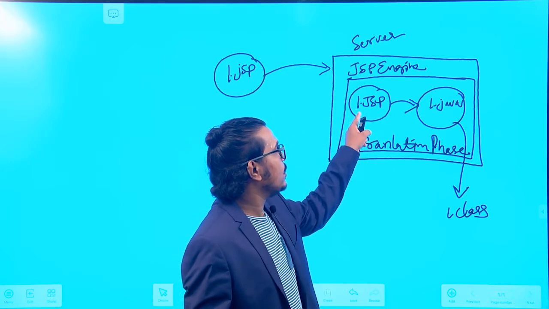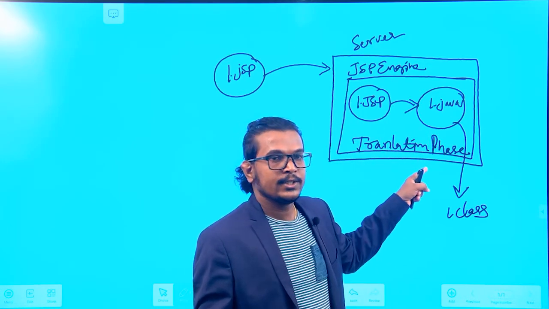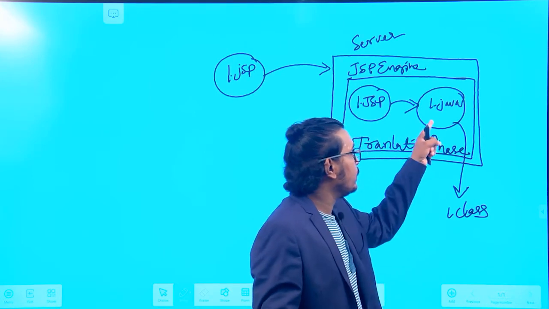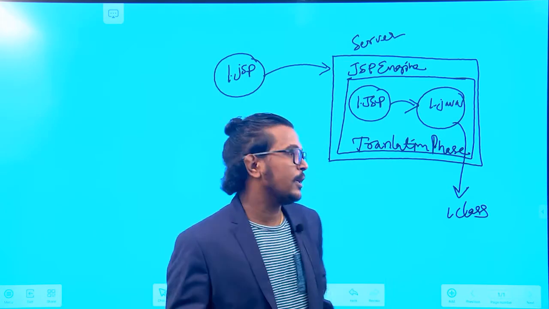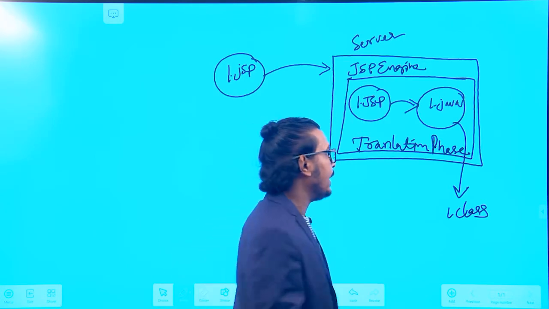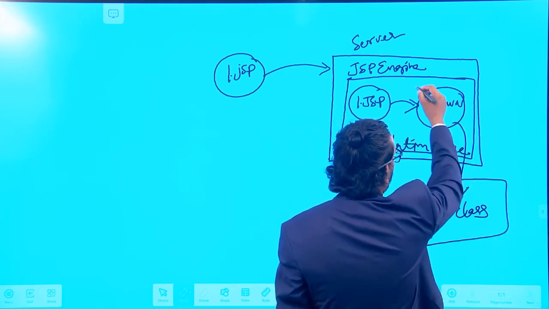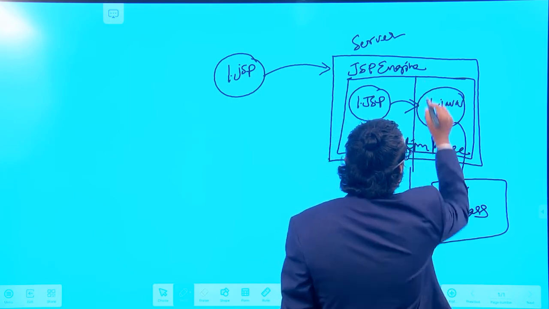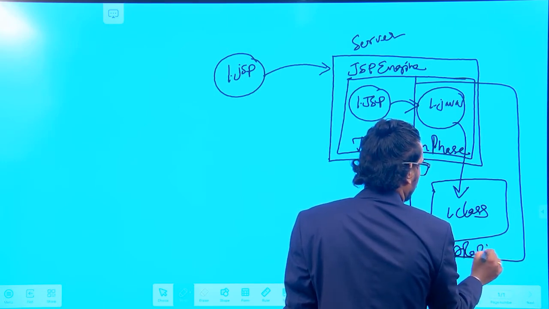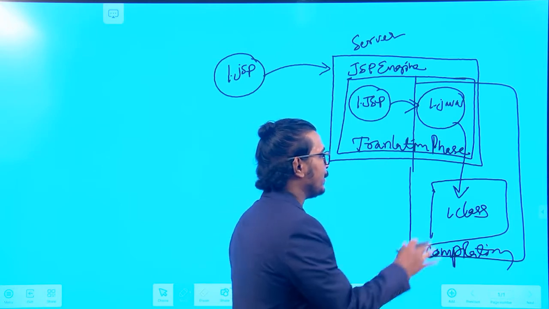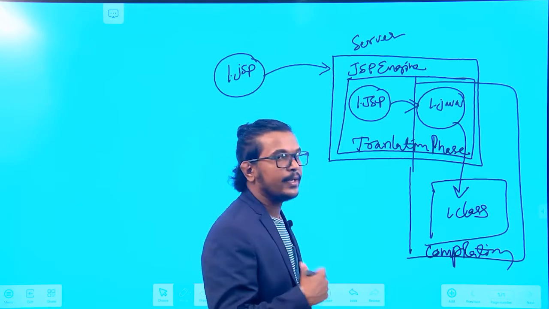We are converting the .jsp file into the .java file, and this phase is called the translation phase. After that, we compile this .java file into the .class file, and this phase is called the compilation phase. Then we compile that .class file and get the output. So how are we printing that information?